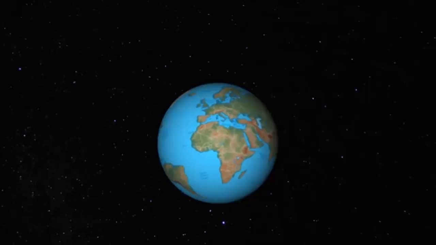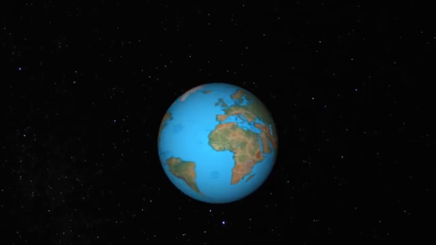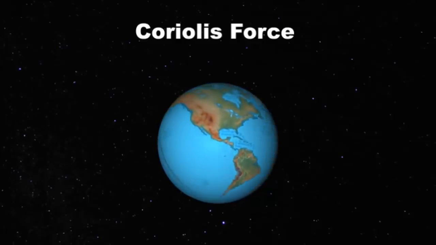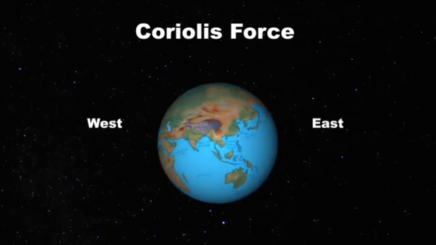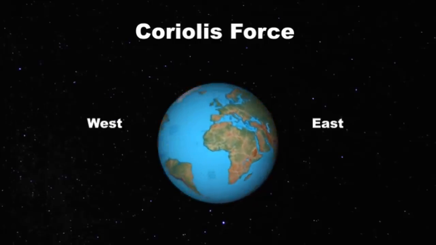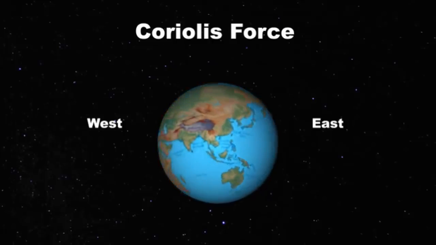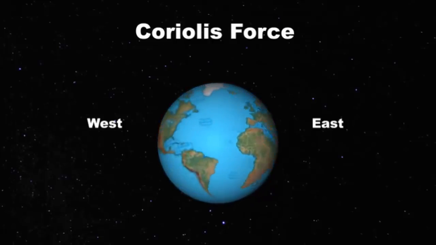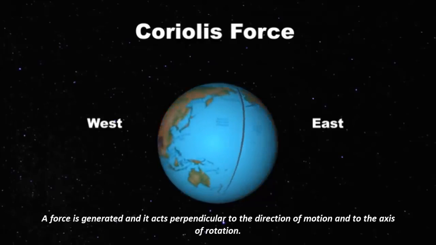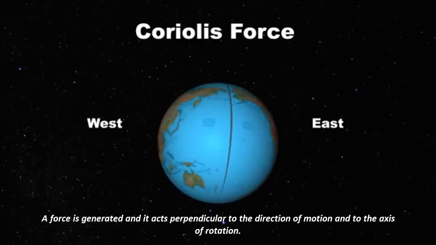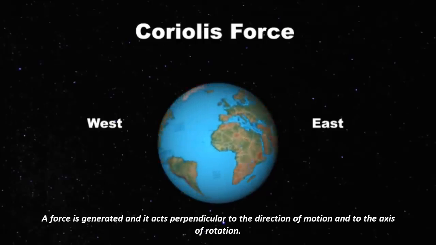While all of this happens, there's another important phenomenon which comes into the picture. It's called Coriolis force. The Earth rotates towards the east, and that's why the sun, moon, planets and stars all rise in the east and go towards the west. Due to the rotation of the Earth, there is a force generated that acts perpendicular to the direction of motion and to the axis of rotation.